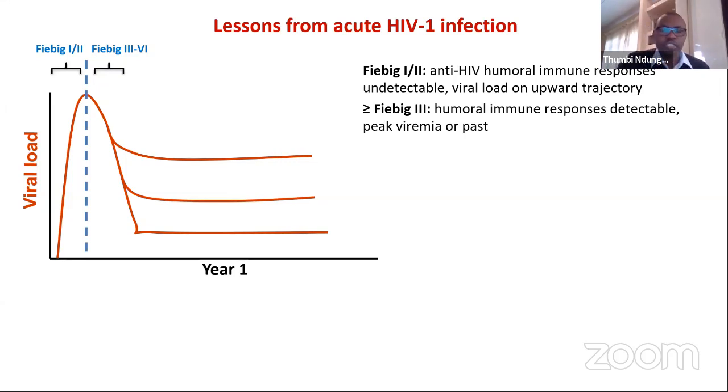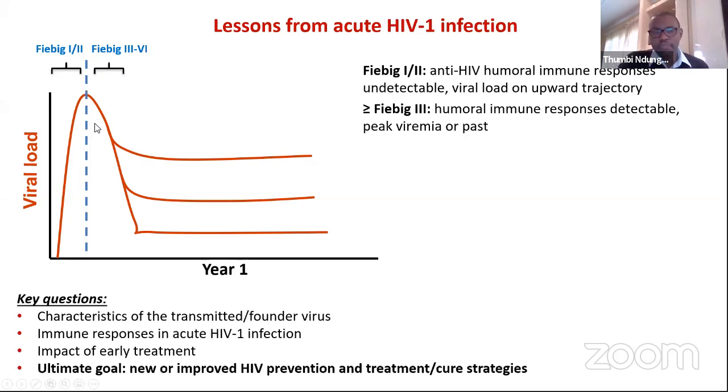So we try to identify individuals at the earliest stages of HIV infection, what we call Fiebig stage 1 and 2. This is before humoral immune responses develop, but when viral load is detectable. And so we do this by screening for HIV RNA. And we try to identify people before they reach peak viremia during acute HIV infection. And some of the key questions that we have been interested in answering are: what are the characteristics of the transmitted founder virus? And we're also interested in understanding immune responses in acute HIV infection, because we think that this could be a pathway to developing either effective vaccines or modifying the natural immune response so that it can durably control HIV infection.